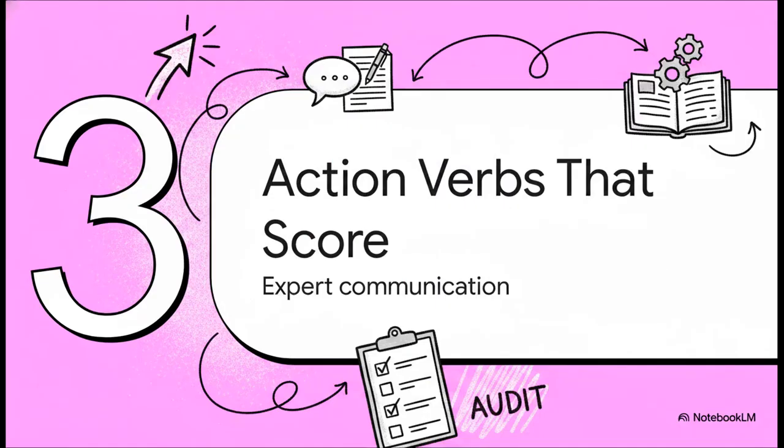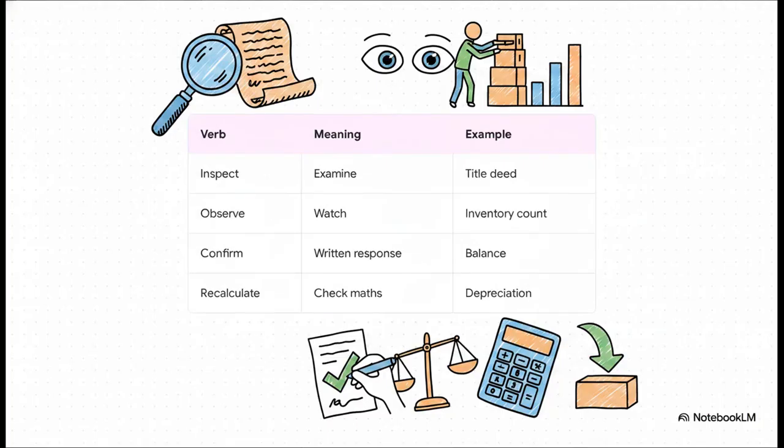All right, Section 3. Action verbs that score. This is all about communicating like an expert. Let's pause for a really critical exam strategy moment here. Knowing what to do in the field, that's great, but the examiner cannot read your mind. They can only read your verbs. You have to map the correct active verb to the exact action you are taking.